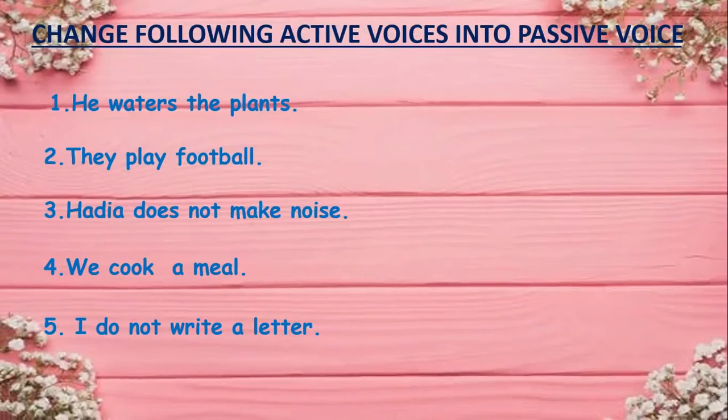Now here are some sentences on your screen which we are going to change into passive voice. Sentence number 1 is he waters the plants. As you can see in this sentence, he is a subject, waters is the first form of the verb, and the plants is an object. So how are we going to change it? We will take the object first, then the helping verb is or are with the third form of the verb, then by, and then he will be changed into him. So the sentence will be: the plants are watered by him.